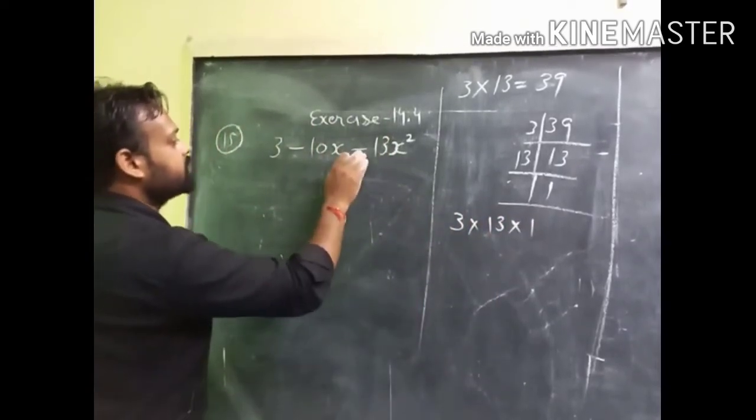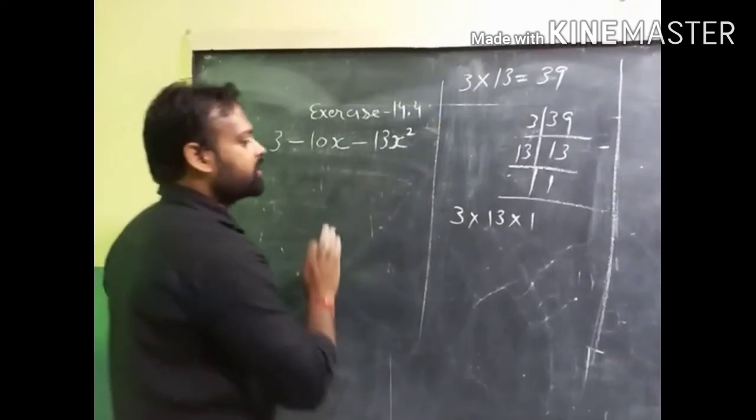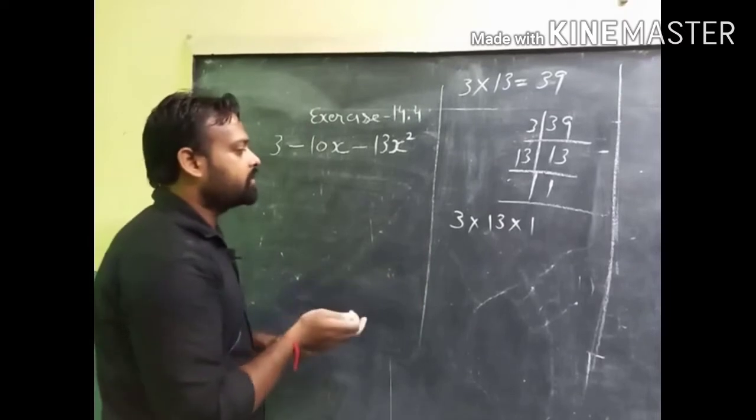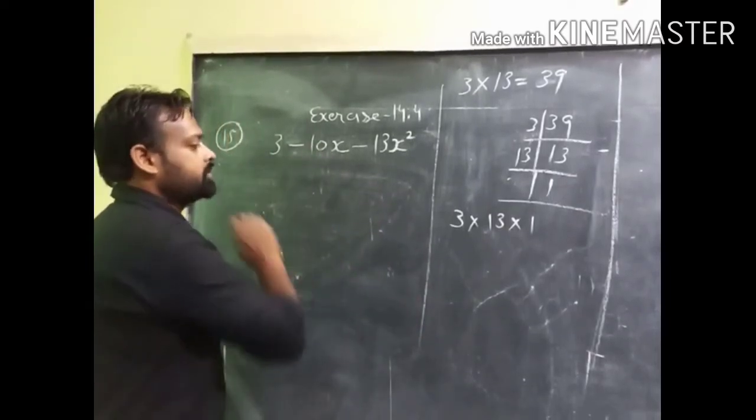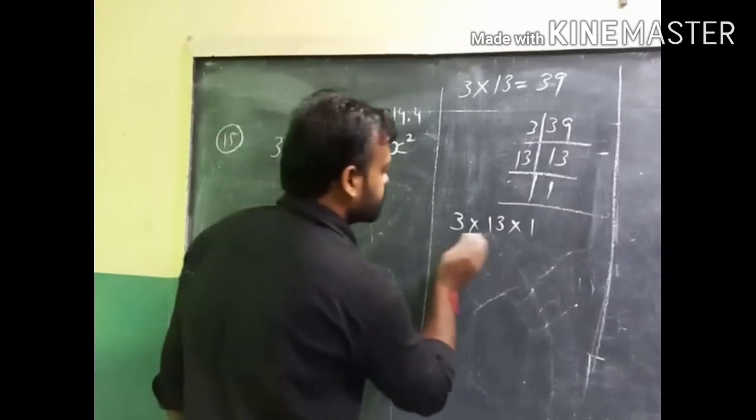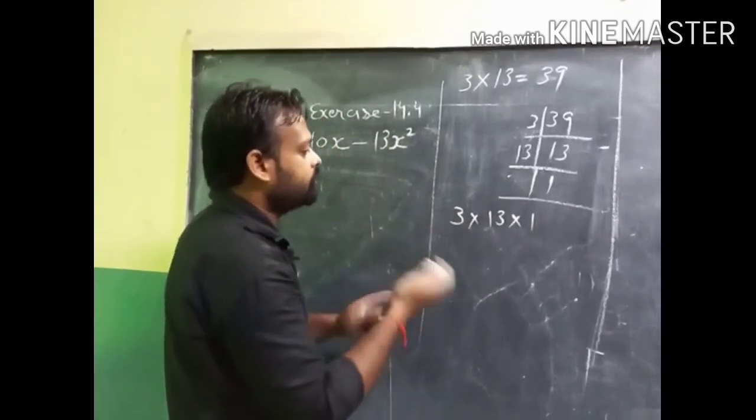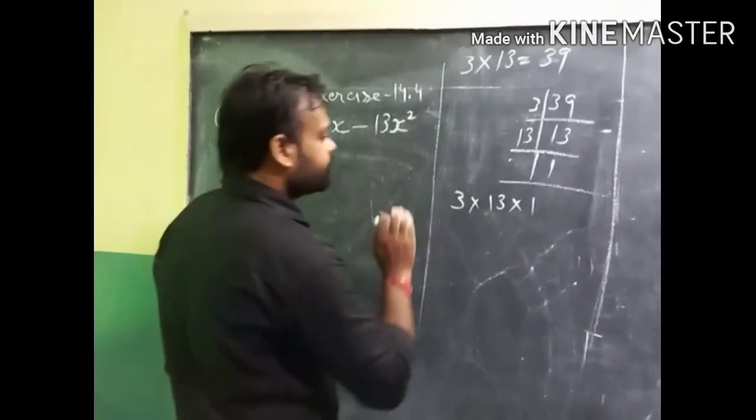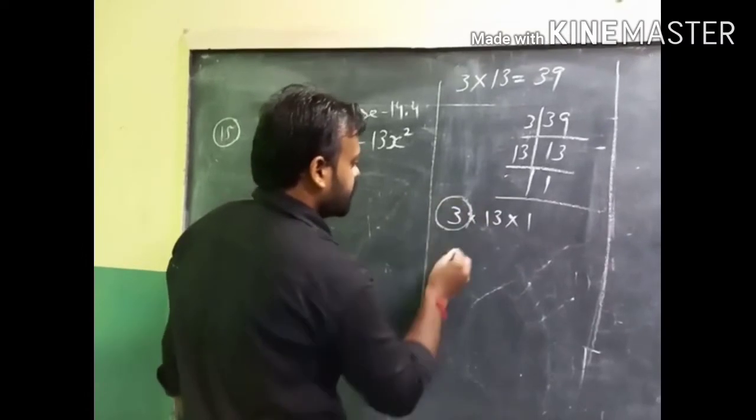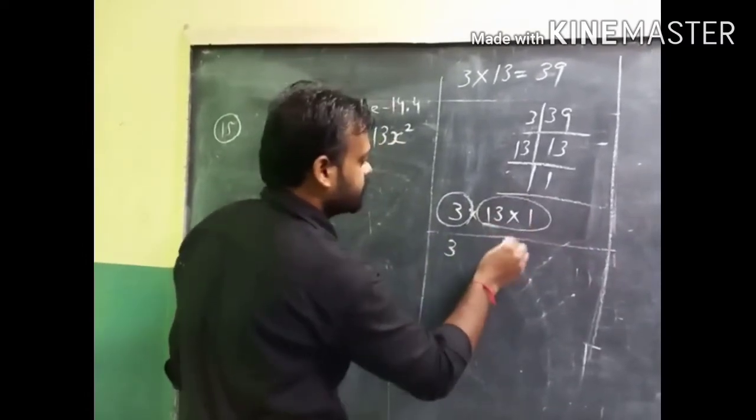Now you can see here is a sign of minus. So this time we have to subtract the values, means we have to subtract the values in such a way that the subtraction is equal to 10. First of all we have to locate how we can find the two values such that the subtraction of these two values should be equal to this 10. Now you can see this 3 we can take in the first group, and this 13 into 1 we can take into the second group.